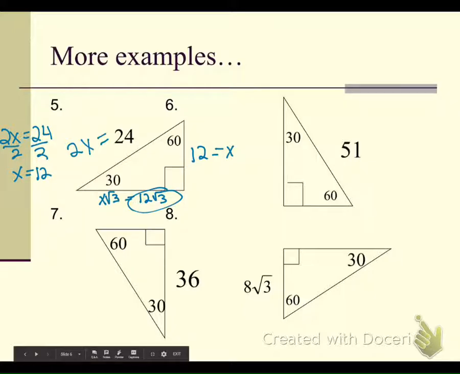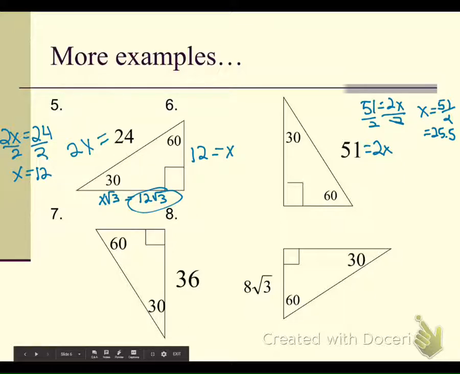Our next one, we have 51. 51 is which side length? 2x again. We see that 51 equals 2x. We're going to divide by 2. X equals 51 over 2. You can leave it as 51 over 2, but I like it better as 25.5 for this case. But I'll accept either. After that, we know our x value is that.